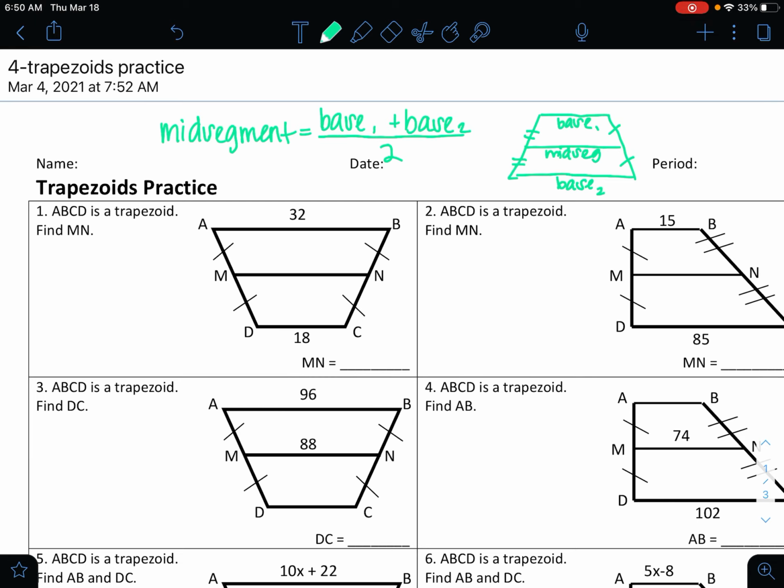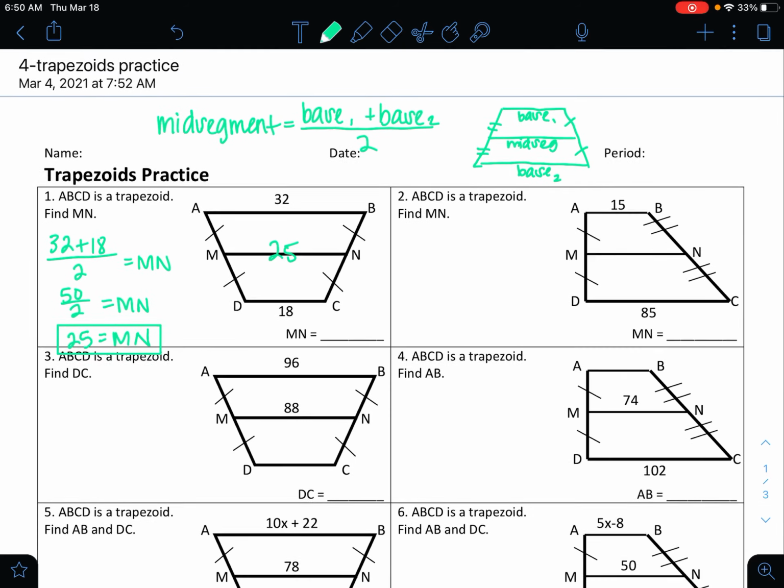Okay, so number 1, we're going to add 32 and 18 and divide them by 2, and that'll equal the mid segment MN. So 32 plus 18 is 50, and 50 divided by 2 is 25. So MN equals 25. Number 2, you can try that one on your own.